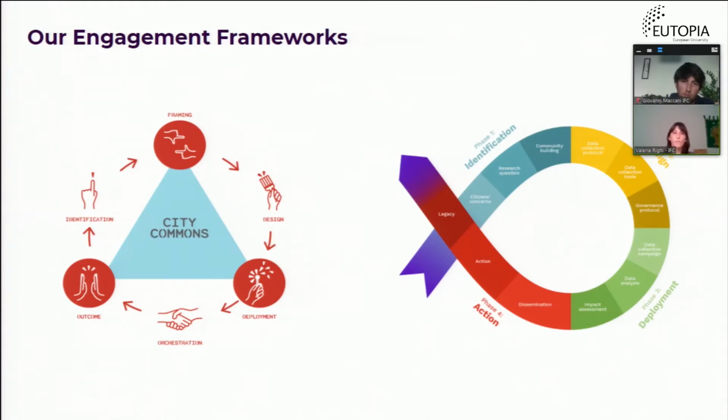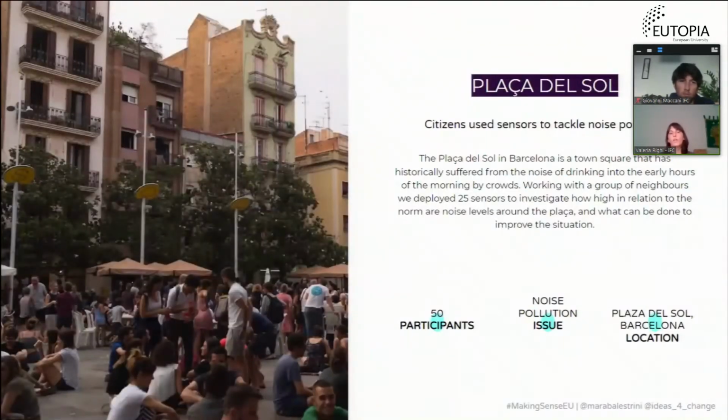So the first example is the case of Making Sense. It's the case of the community of neighbors living in Plaza del Sol. Perhaps for those of you who live in Barcelona, Plaza del Sol is a very well-known plaza in the neighborhood of Gracia that has experienced the problem of noise for many years. By involving citizens living in the plaza, we understood that the problem was caused by leisure activities. So people simply sitting in the plaza, chatting, playing music, and drinking beers.